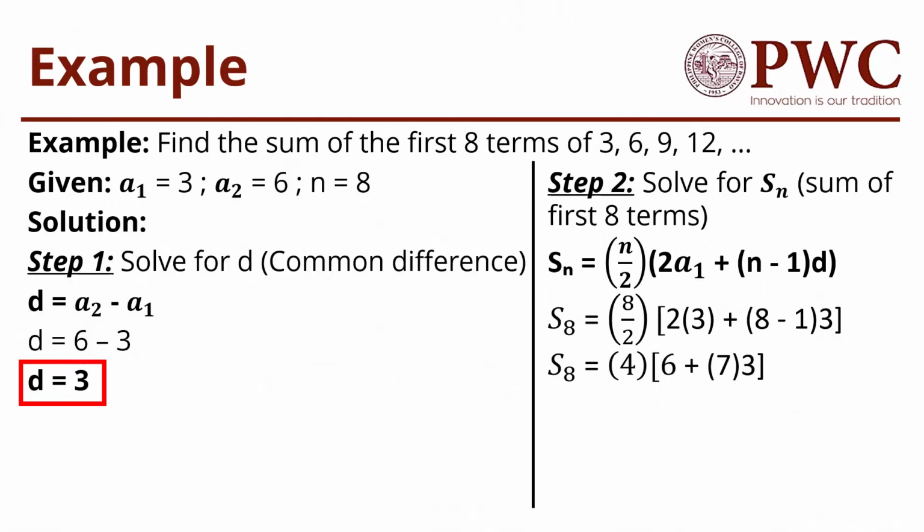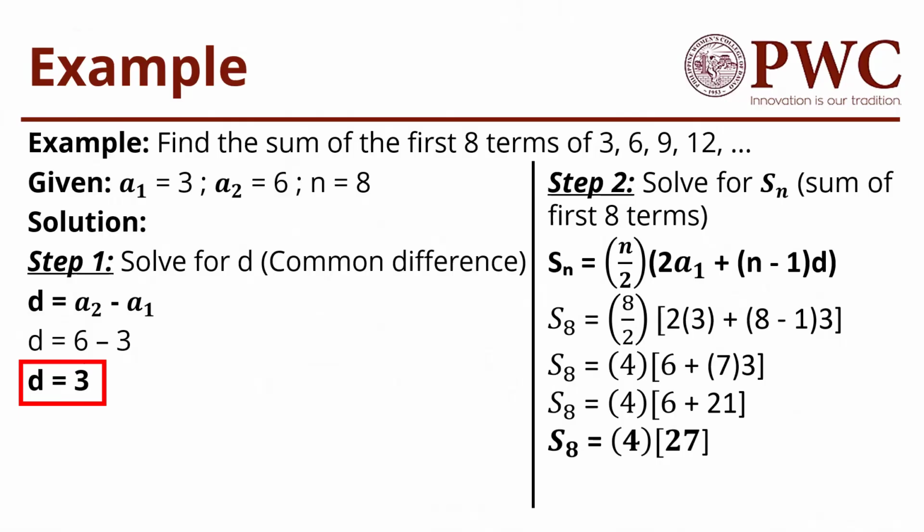Now, we need to use PEMDAS again. So we can multiply 7 and 3. So we got 7 times 3 is 21. Then we got S sub 8 is equal to 4 times the quantity of 6 plus 21. So here, we can add 6 and 21. So we got 27. So 4 times 27.